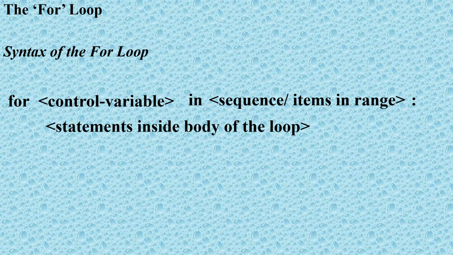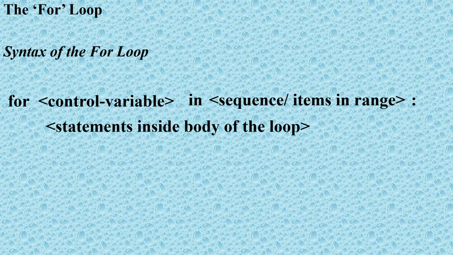So this process is iterated until the control variable, whatever we have written after the for, no longer exists in the sequence or within the range function. If it has been exhausted, that means if that value is not present in the sequence or not within the range, then it comes out of the for loop and it will execute the statements following the for loop. That means whatever you are going to write next after this, and that should not have the same indentation space.